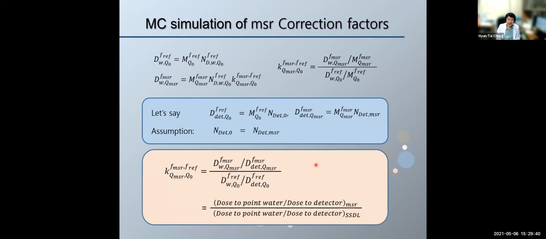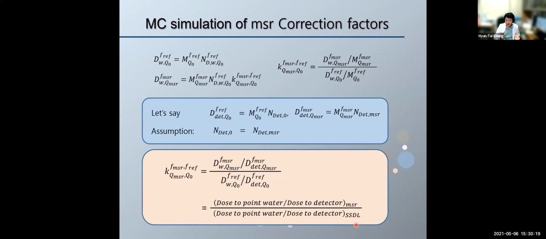So with this assumption, we can say this MSR correction factor becomes this. We can replace the measured charge with the Monte Carlo simulated absorbed dose to the detector. The meaning of this MSR correction factor is this. There is a relation between the absorbed dose to the detector and the absorbed dose to a point in the water phantom. And this MSR correction factor is the ratio of the relation in the MSR field and the standard laboratory field.